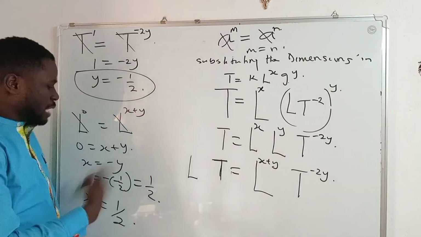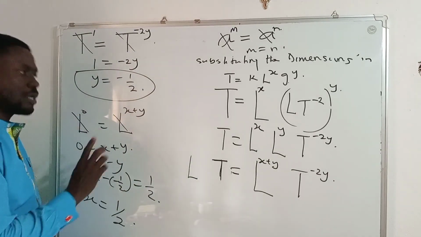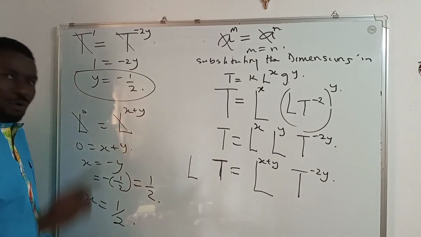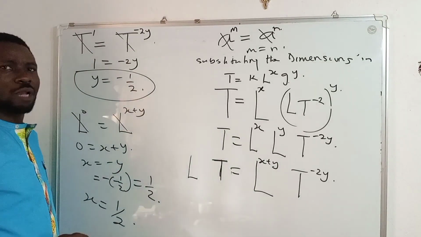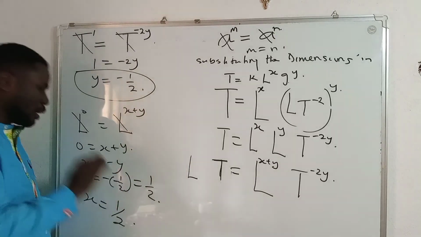Okay. Now let's see how we can arrive. Remember, we now have the value of x. We now have the value of y. But that is not the intention of the question. The question says we should derive that formula. And so let's see how we can arrive at that formula at this point, having known the value of x and y.